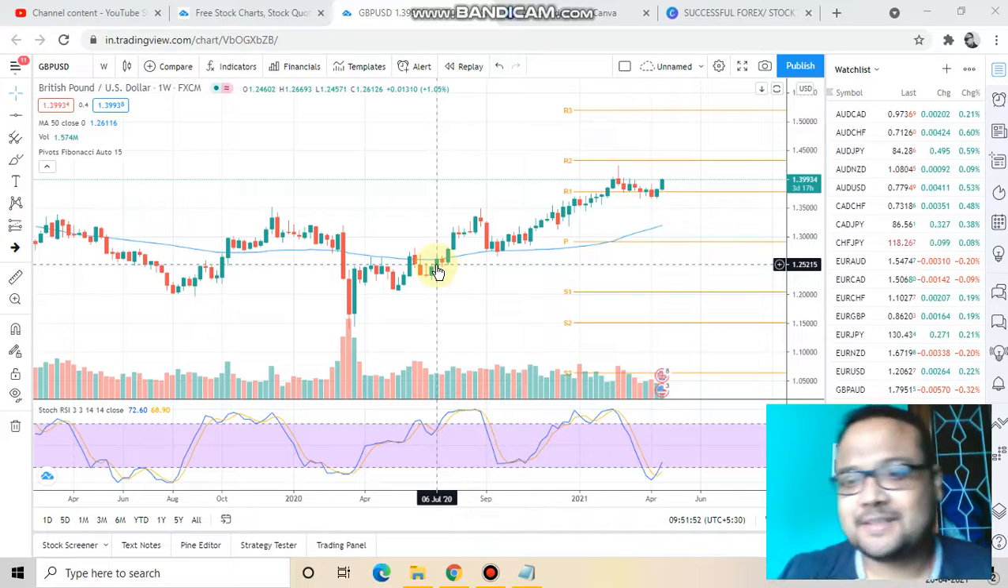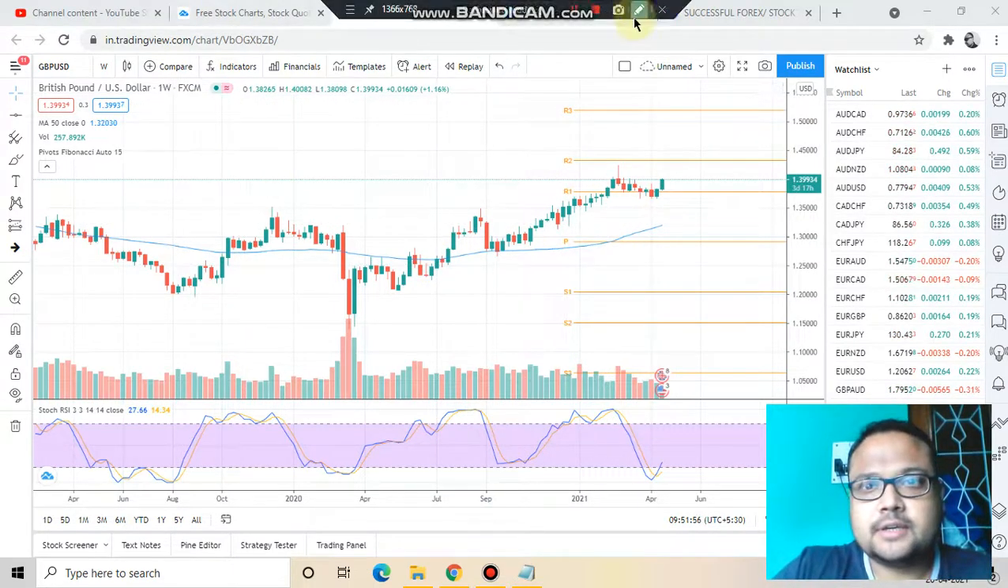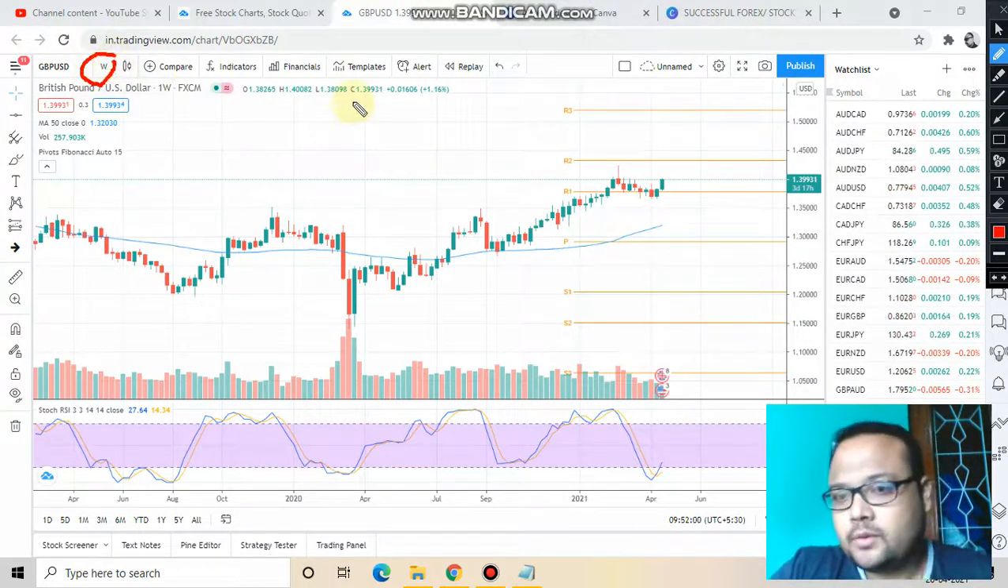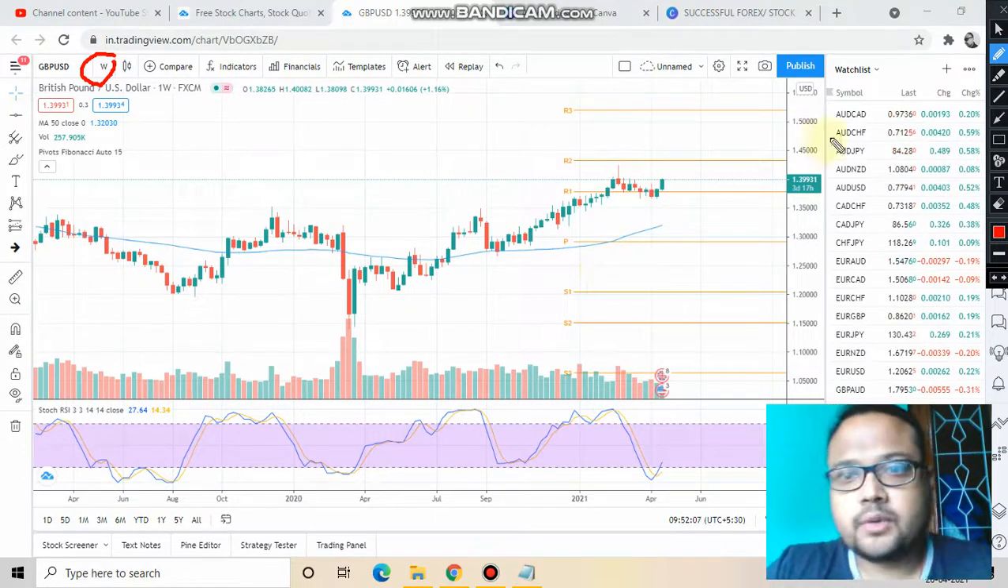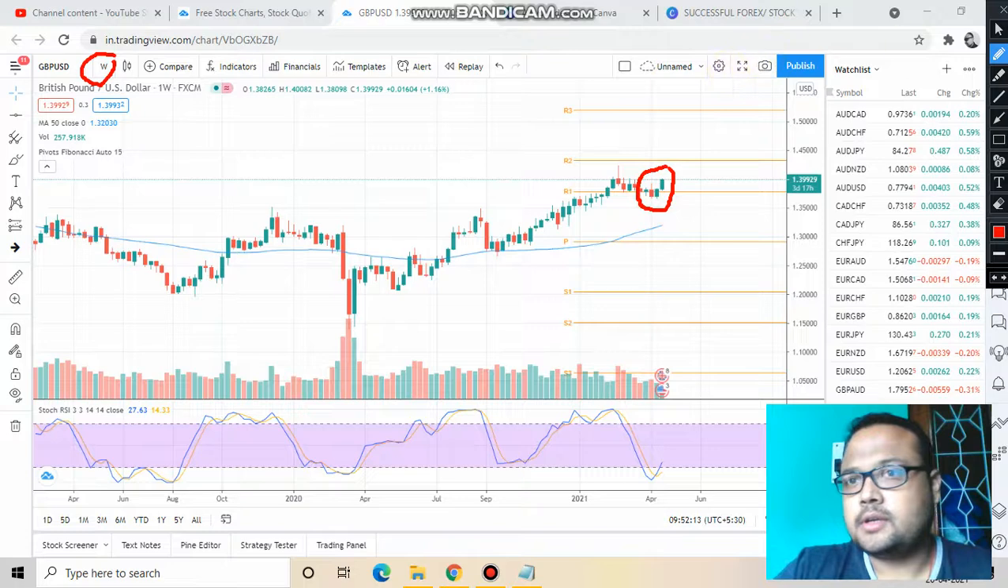So let's get started. This is the weekly chart as you can see here. This is the weekly chart of GBP USD. We are looking at a weekly chart first of all because we want to get a picture of what the big boys or the big players are doing in the market. So we can see that the present candle is very much bullish.